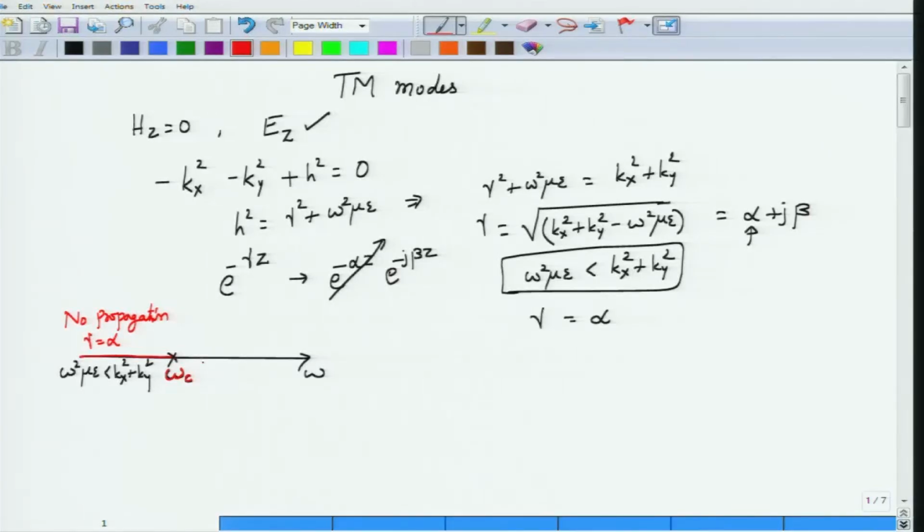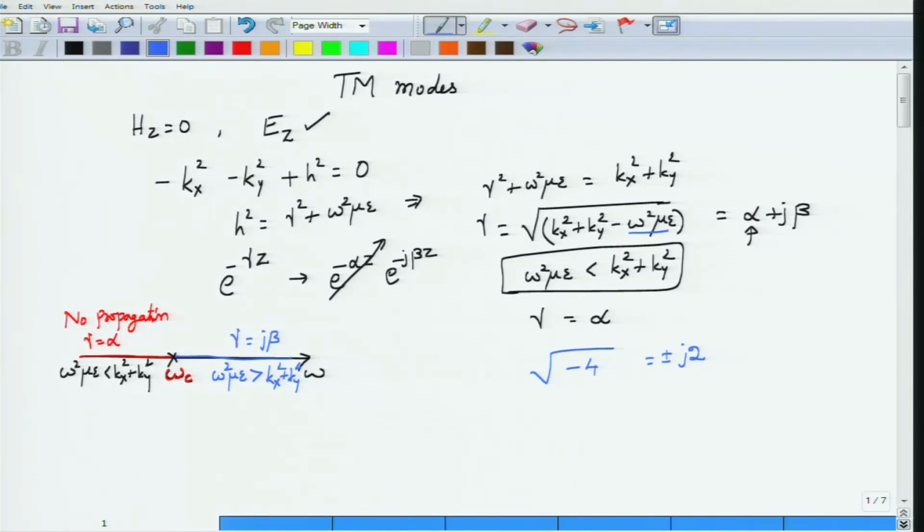But beyond this frequency, what would happen is that the product omega square mu epsilon becomes greater than kx square plus ky square. The moment this omega square mu epsilon becomes greater than kx square plus ky square, gamma will be equal to pure j beta. Pure imaginary. Why? Because the quantity under the square root will become negative, and you are now looking for something like square root of minus 4, for example, which will have j2 as your solution. Of course, you will have plus or minus j2, indicating that you will have propagation along plus z direction as well as propagation along minus z direction.